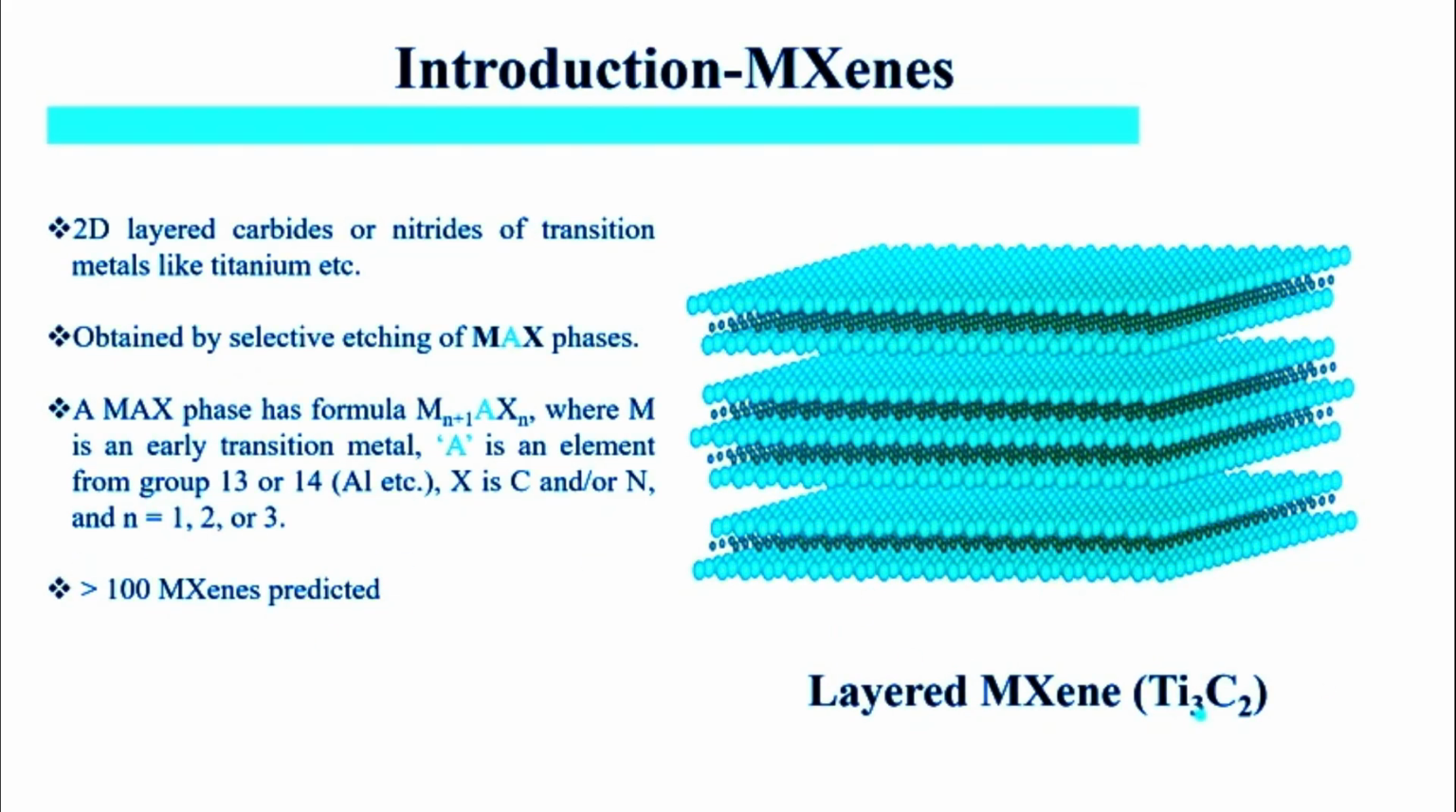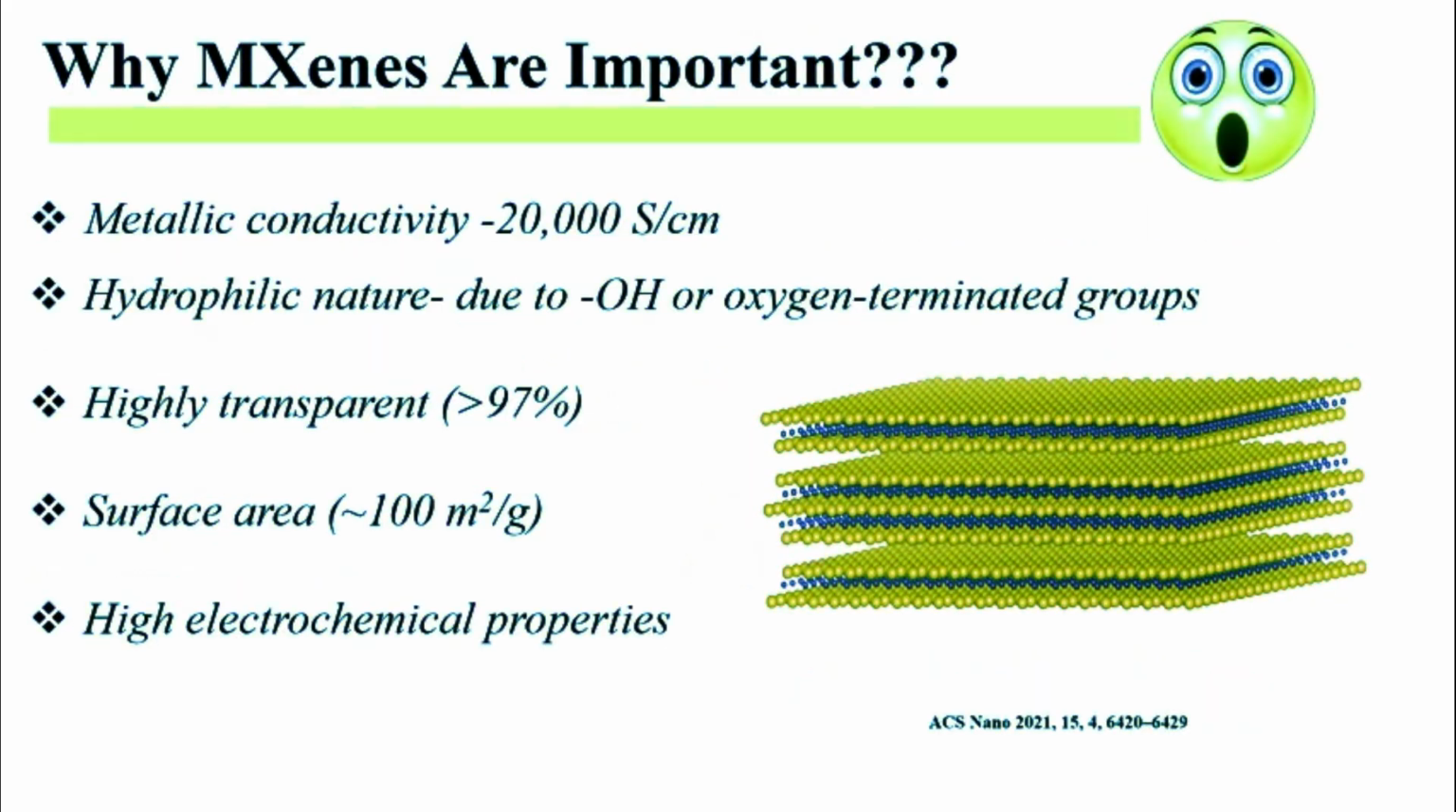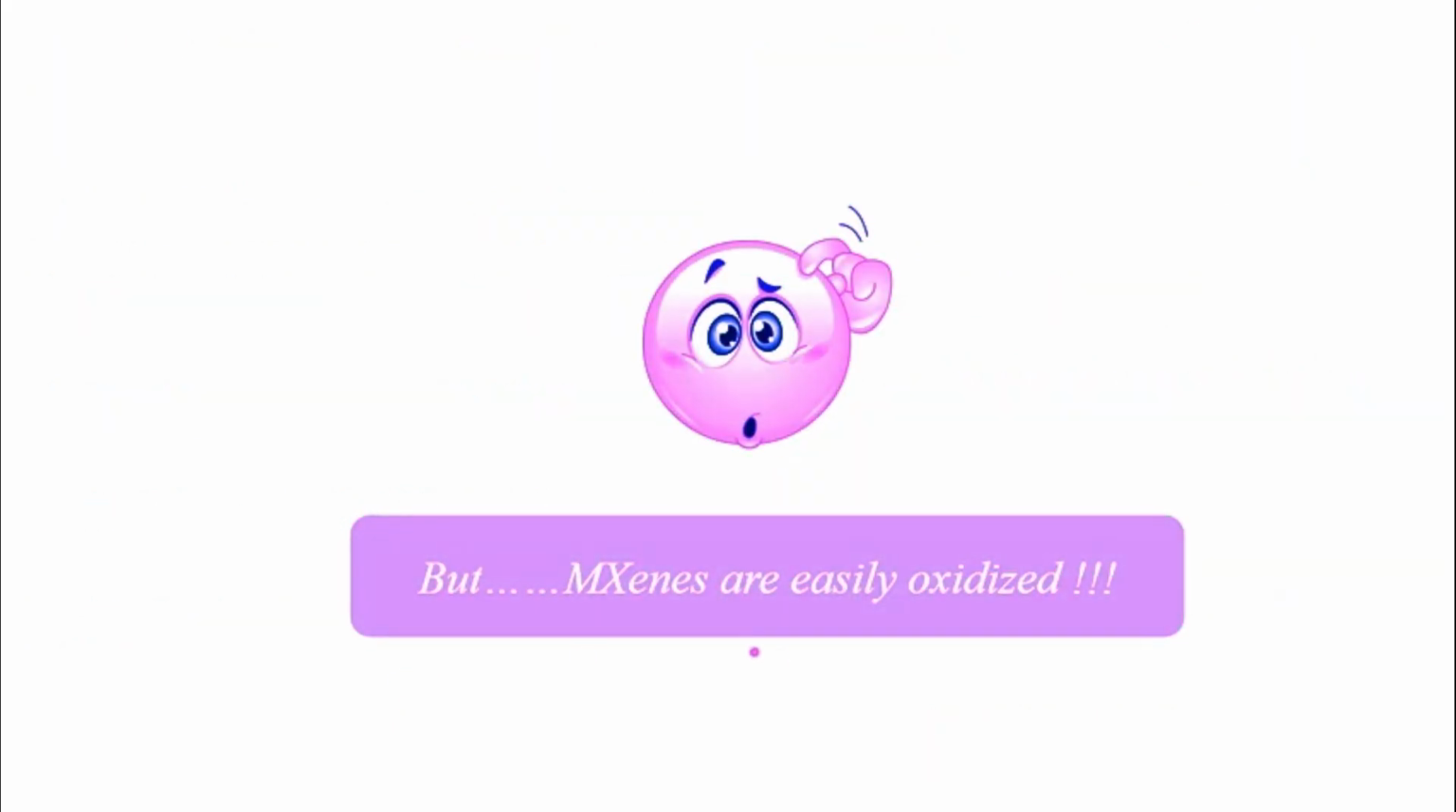Why are these MXenes important? These MXenes have high conductivity, around 20,000 Siemens per centimeter. And these MXenes are highly hydrophilic in nature because they have OH groups and oxygen-terminated groups on their surface. A single layer of MXene is highly transparent, having a transparency of more than 97%. They have high surface area, and they have promising electrochemical properties. But one major problem with MXenes is that they are easily oxidized. Under ambient conditions, MXenes are easily oxidized.